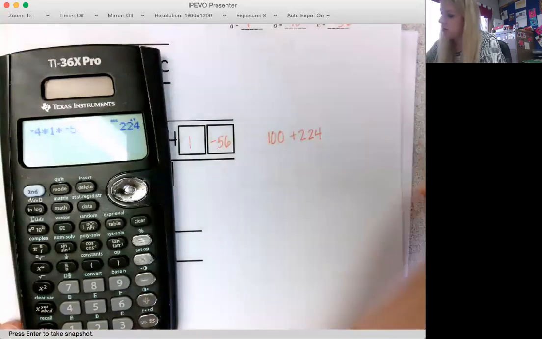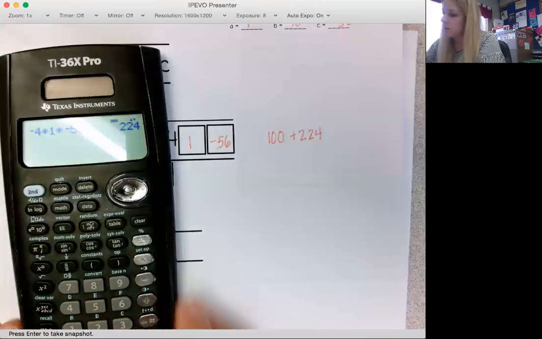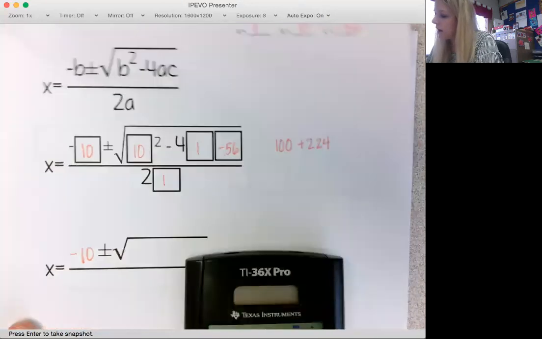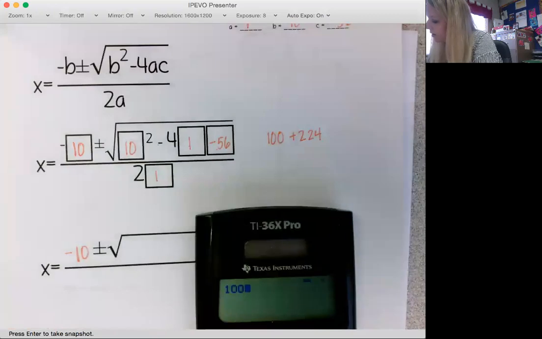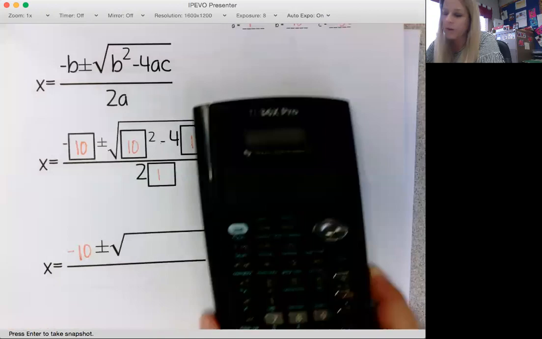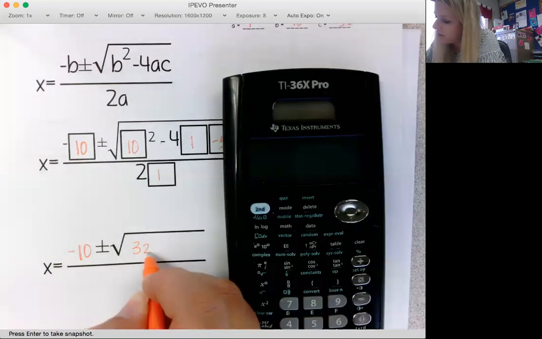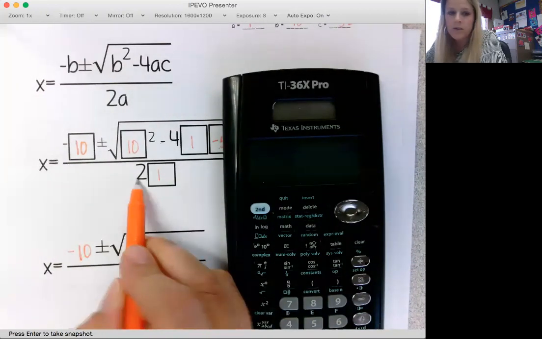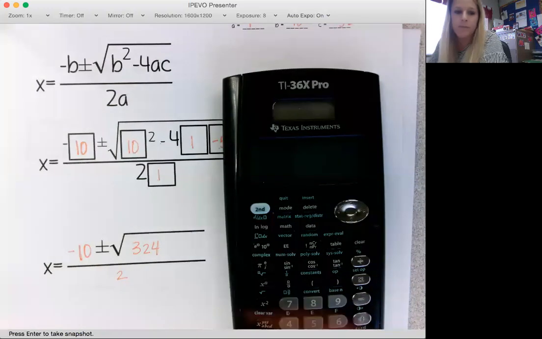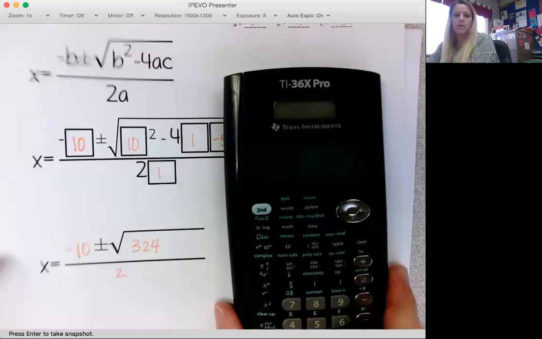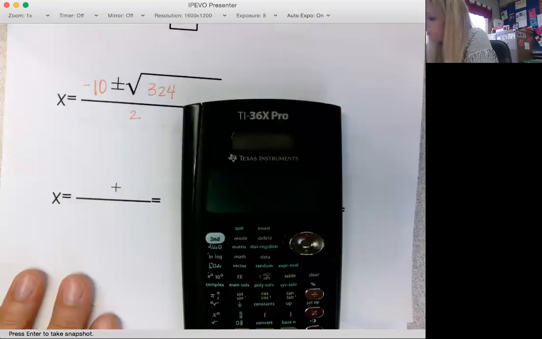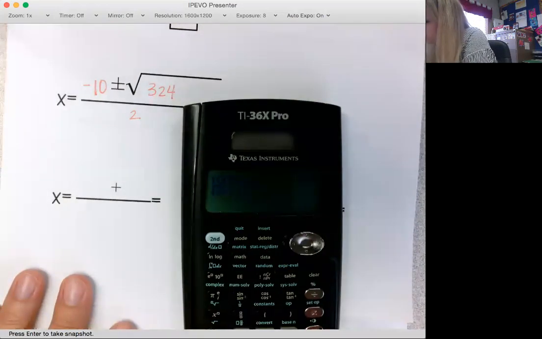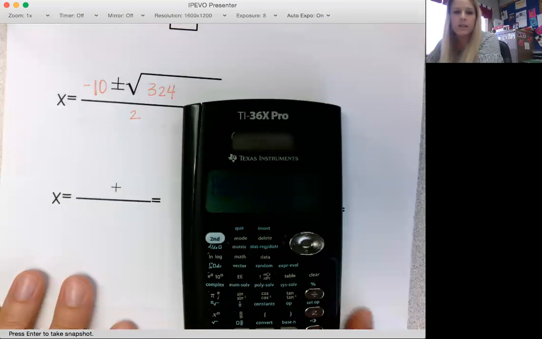And we get 224. Okay. So now I'm going to do 100 plus 224. And I'm going to get 324. Okay. And then 2 times 1 gives me a 2 on the bottom. All right. So now we're going to simplify that. We're going to take the square root of 324. So square root of 324 is 18.